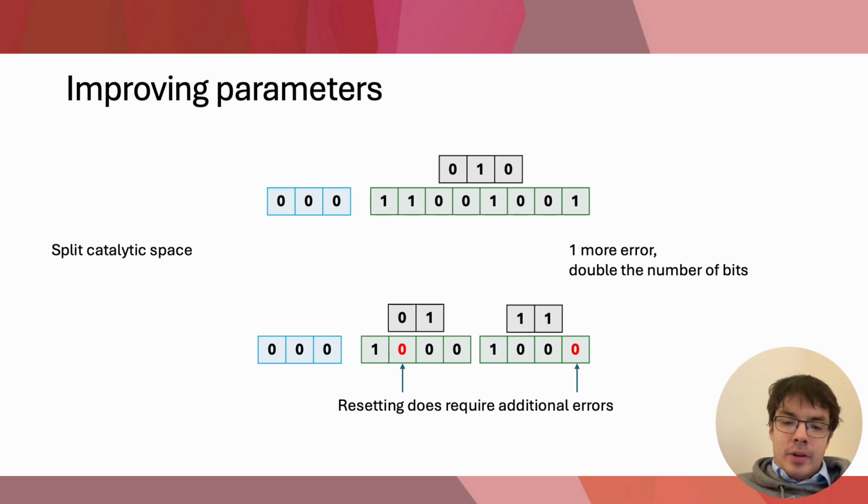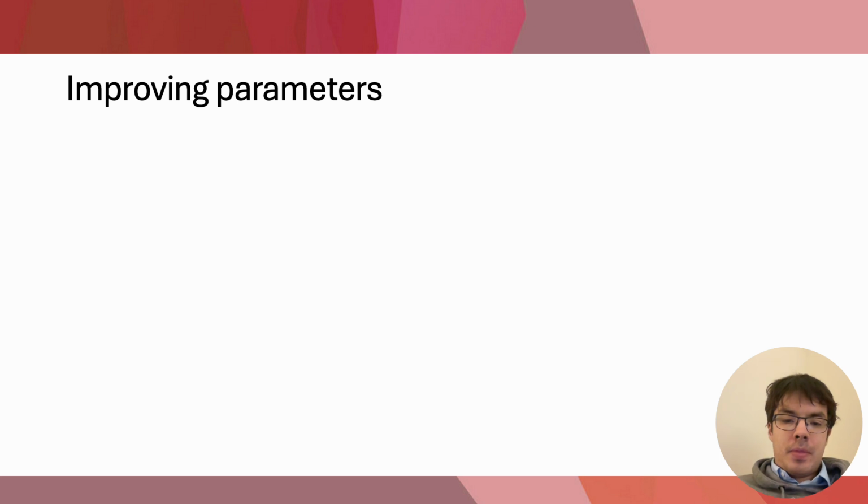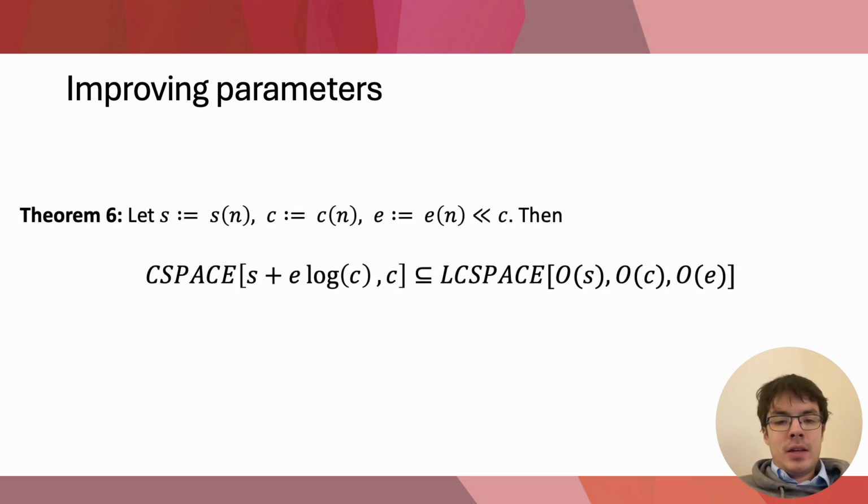By allowing slightly more errors and splitting the catalytic tape into smaller components, we can simulate more clean space. In particular, by cutting the catalytic tape in half and increasing the error by 1, we double the number of clean space bits we can simulate, but we only increase the number of errors by 1. Using this approach more than once, we find that we can remove the factor of e in the catalytic space growth and get overall at most a constant increase in the amount of catalytic space and the number of errors.